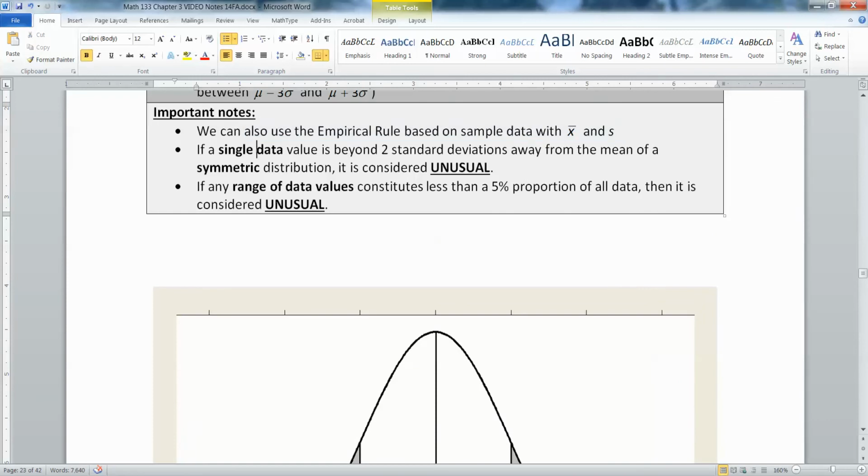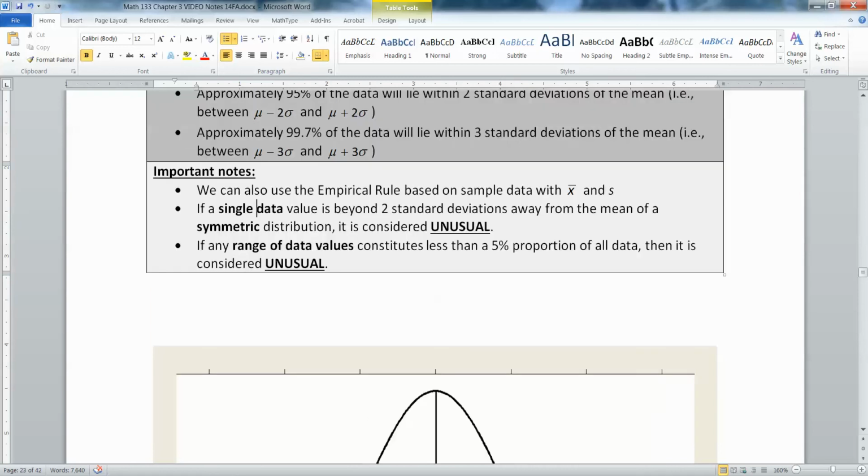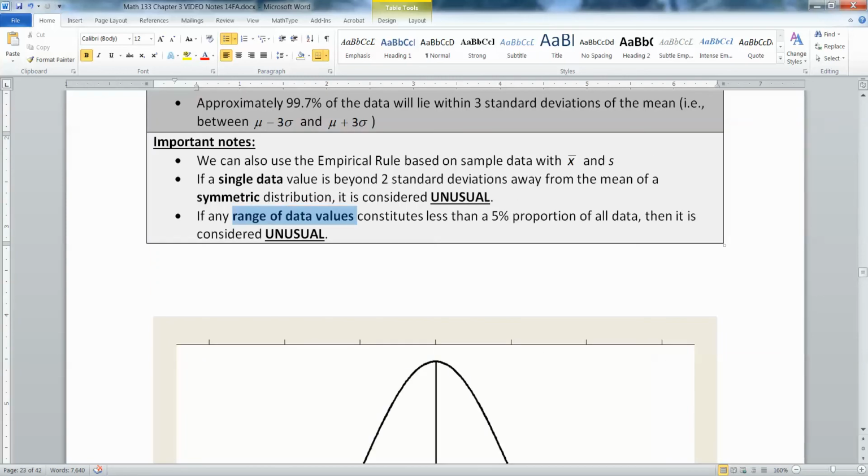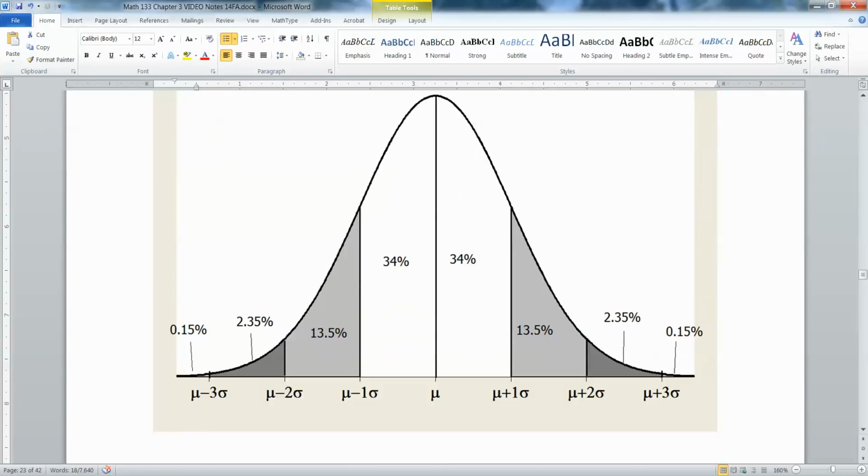If a single data value is beyond 2 standard deviations away from the mean of a symmetric distribution, it is considered unusual. So if you're past 2 standard deviations away in our course, we're going to consider you unusual, quote unquote. Or another way to put it, if the proportion of data that is in your region is less than 5%, that would be considered unusual. Of course, that's the same area we were talking about already, because if you're out here past 3 standard deviations, that only has a 0.15%, which is significantly less than 5%. Therefore, you'd consider it unusual.